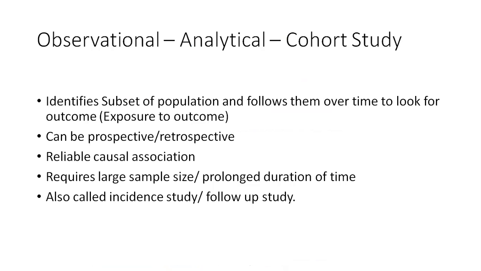So this cohort study could be a prospective study as well as a retrospective study, and it tends to give a reliable causal association. But the major problem with this study is that it requires a large sample size and the duration of the study is quite long. These studies are also called incidence studies or follow-up studies, and if we compare them with cross-sectional studies, those were called prevalence studies or cross-sectional surveys.